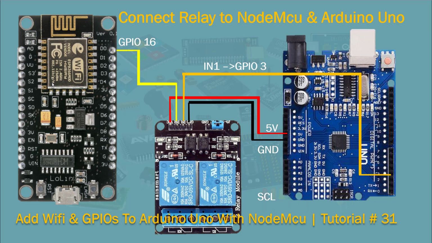So it's very simple, straightforward. Next, we're going to be hooking up our relay to both boards. On the relay, you're going to see a ground pin here, a VCC pin, and then channel 1 and channel 2. I'm connecting ground to the ground of the Uno, and also the VCC to 5 volts here, since these are 5-volt relays. Channel 1 I'm connecting to GPIO 3 or pin 3, and the second channel I'm connecting to D0, which is GPIO 16 on the NodeMCU.